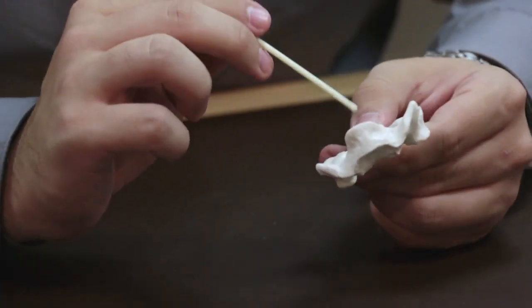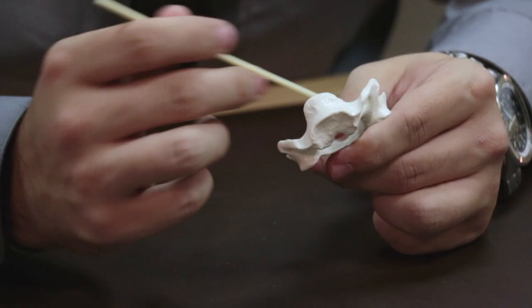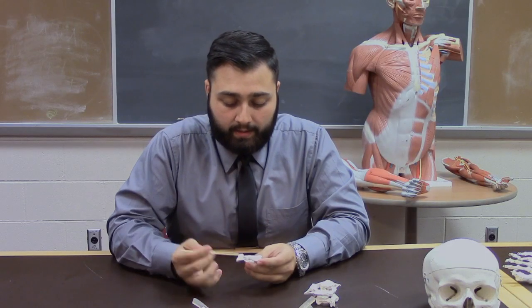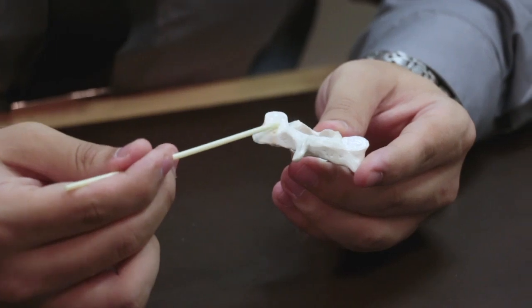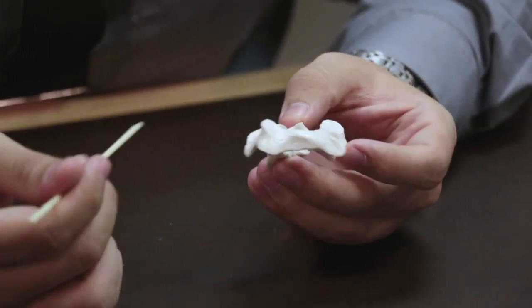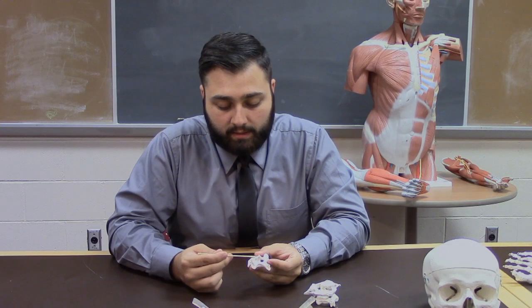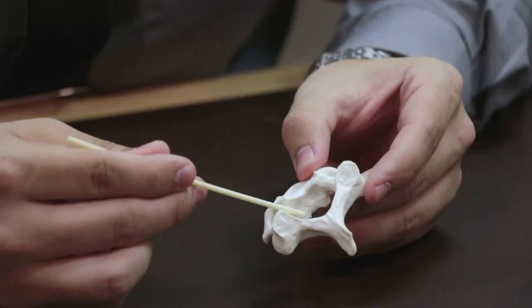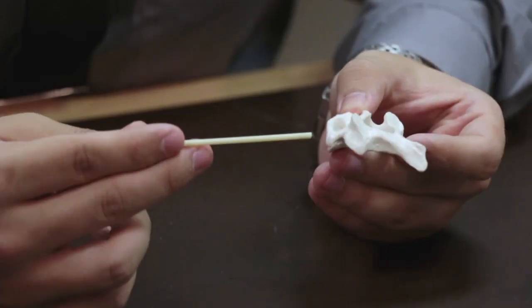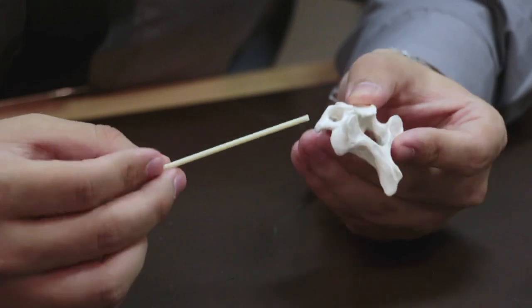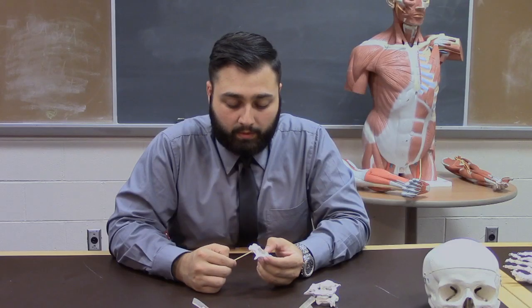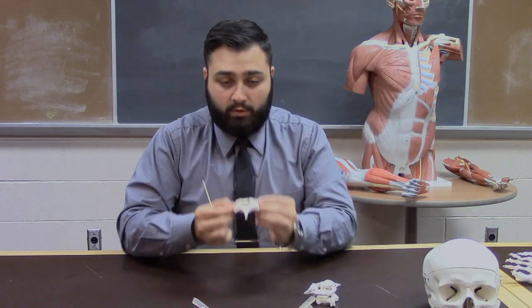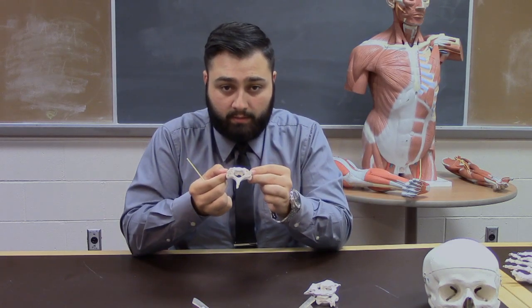So, now we have a body. Just like in C2, we have a body. Again, spinous process. In between spinous process and superior articular facets, we have a lamina. In between superior articular facets and the body, we have a pedicle right there. Still transverse process, still transverse foramen, still vertebral foramen. And that's all you need to know for C3.